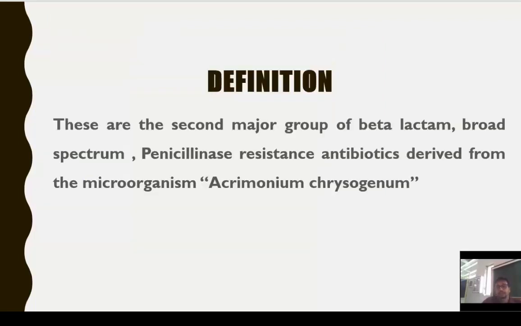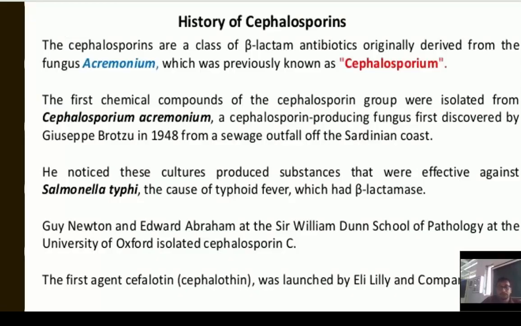So first is the definition. What is the definition? These are generally beta-lactam antibiotics. First is penicillin, and the second major group is cephalosporin. It is a broad spectrum antibiotic and it is resistant to penicillinase enzyme, and it is derived from the microorganism Acremonium caesogenum.